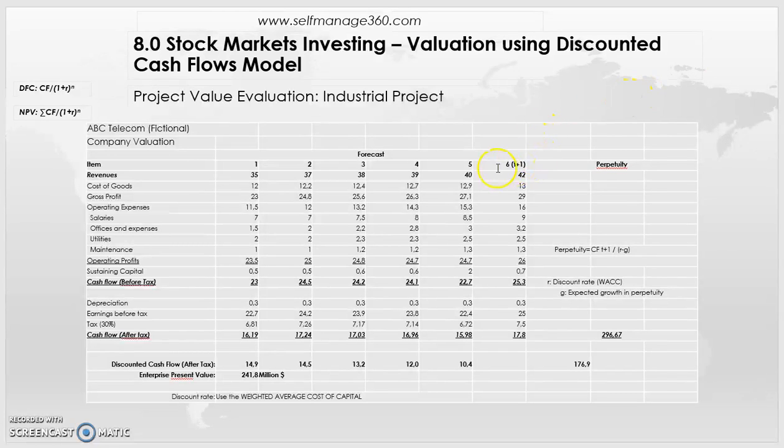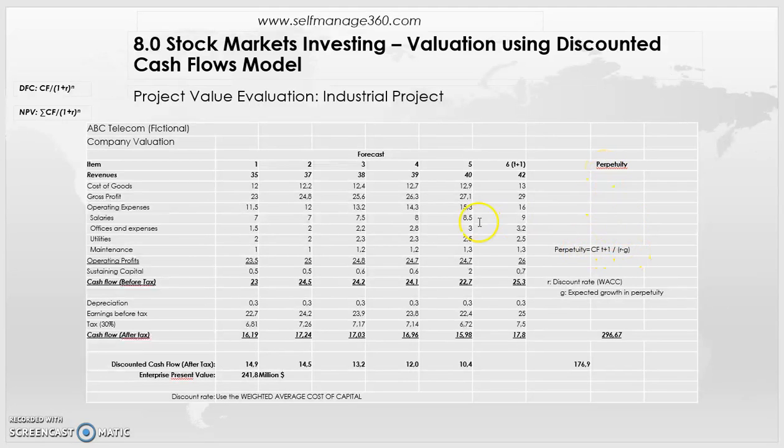Then you also need to evaluate year 6, and I'll explain why. Year 6 will not be included in the model, but it's going to be used to evaluate the value of the company for perpetuity. Obviously the company doesn't stop doing business after 5 years, but we don't want to estimate the growth of the company or the revenues for the next 20-25 years. So what we do is we estimate a cash flow for year 6.